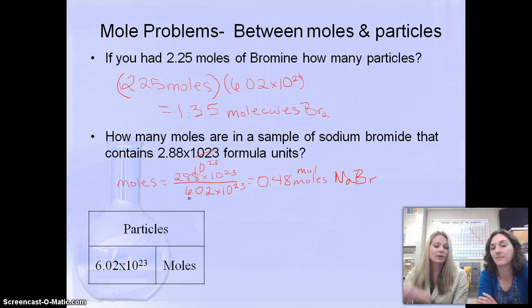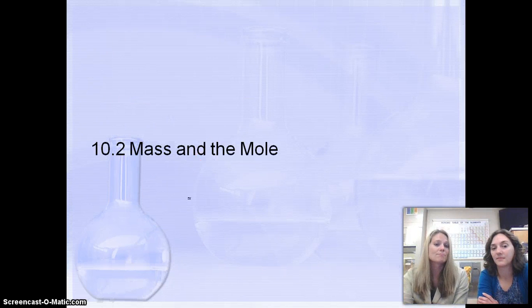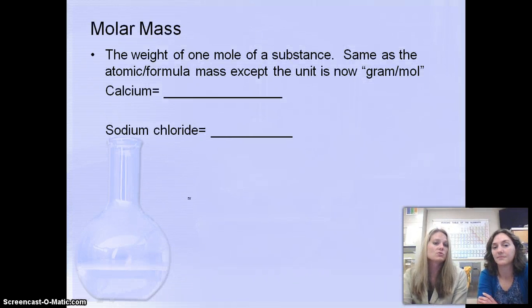We are going to keep going, and we're going to go into our 10-2, the mass of the mole. We're going to be using some more information called molar mass. Molar mass is very similar to your atomic mass or formula mass, except instead of AMU, now it's grams per mole. So you're going to be adding up either calcium, which is just the element, and you're going to look it up on a periodic table.